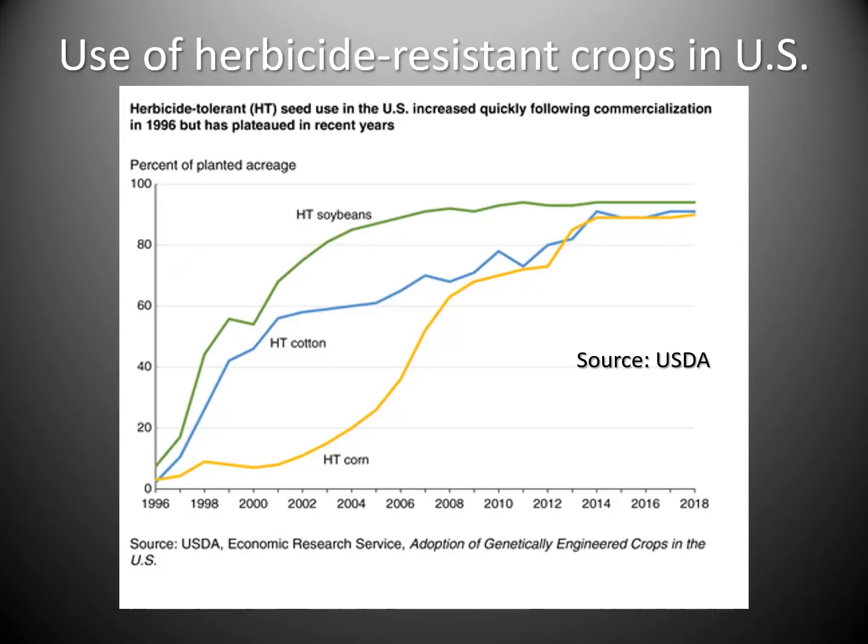And the use of herbicide-resistant crops in the U.S. is high. This is as of 2018. The green shows soybeans, blue, cotton, yellow, corn, and it shows how much of our acreage is planted to herbicide-tolerant seeds, Roundup Ready sort of seeds, if you will. And it's around 90–95%, so almost all. One of the reasons this sort of plateaued is there's not really anything else left to plant with it. We've pretty much planted all our acreage with herbicide-resistant GMOs.